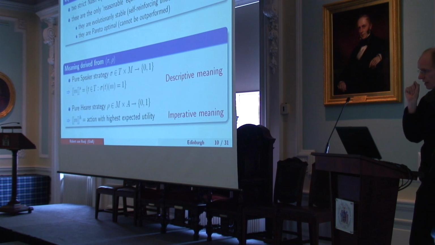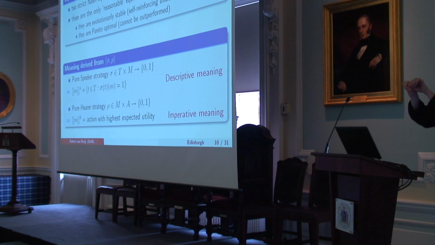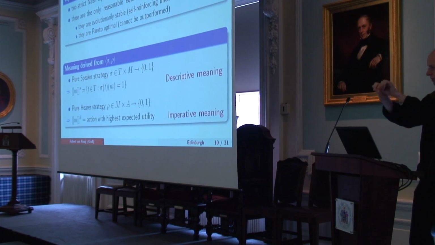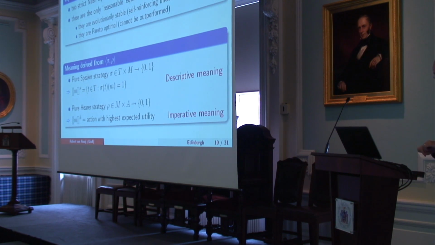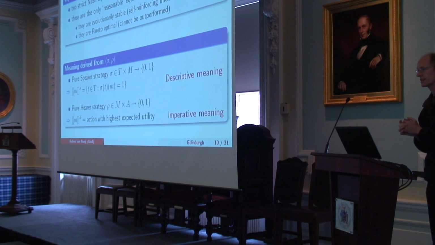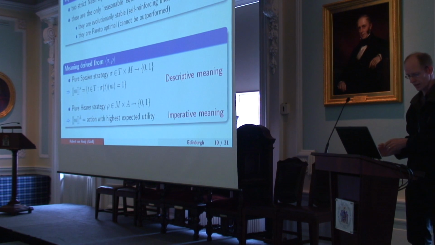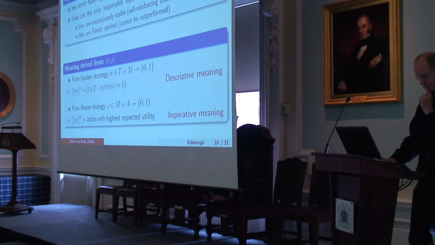And like I said, suppose that you have an equilibrium, so a speaker strategy, what the speaker is saying in each of the states, and a receiver strategy, what the receiver is performing after hearing a certain message. If you have a good speaker strategy and receiver strategy combination, that's an equilibrium, and you can determine descriptive meaning and imperative meaning from that. So descriptive meaning is the set of states in which the message is sent in equilibrium. The imperative meaning is the action that the receiver is going to do if he hears that particular message. Okay, that's very simple.